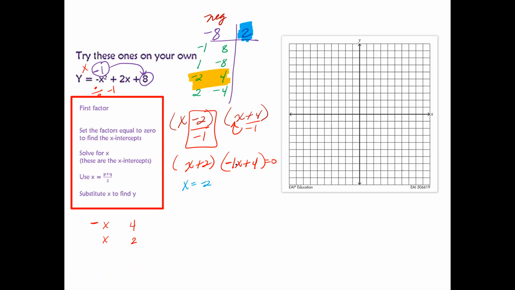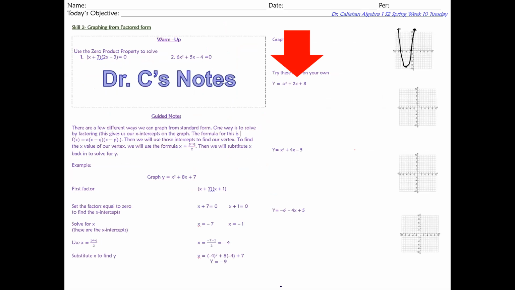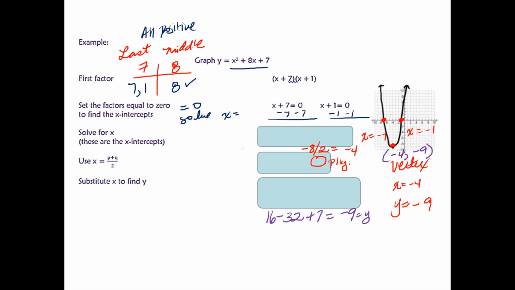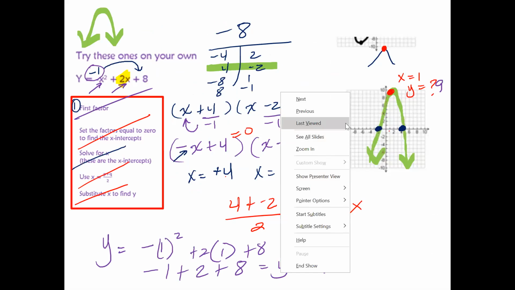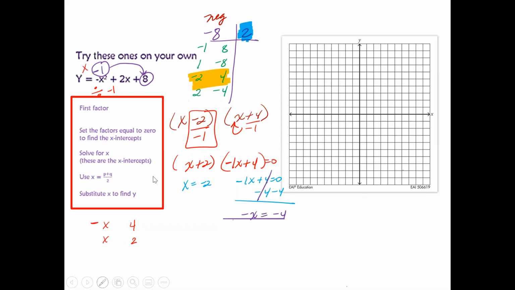X equals negative 2. Now with this one, you're going to subtract the 4 on both sides. Negative x equals a negative 4. Well, if negative x equals a negative 4, what do you think a positive x is going to be? Well, a positive x is going to be a positive 4. Okay, so you have those 2 points. So a negative 2, 1, 2, 3, 4.